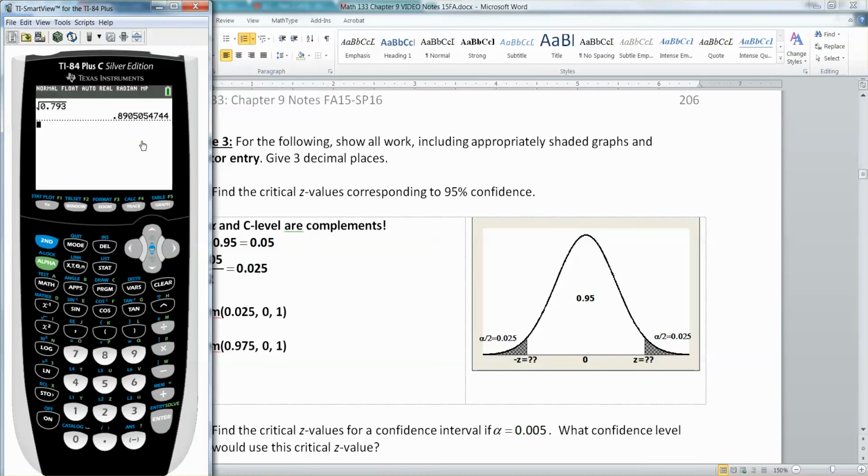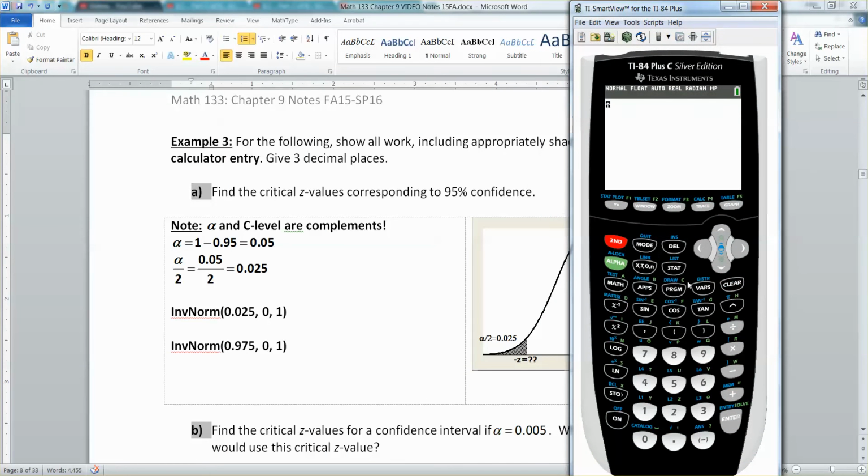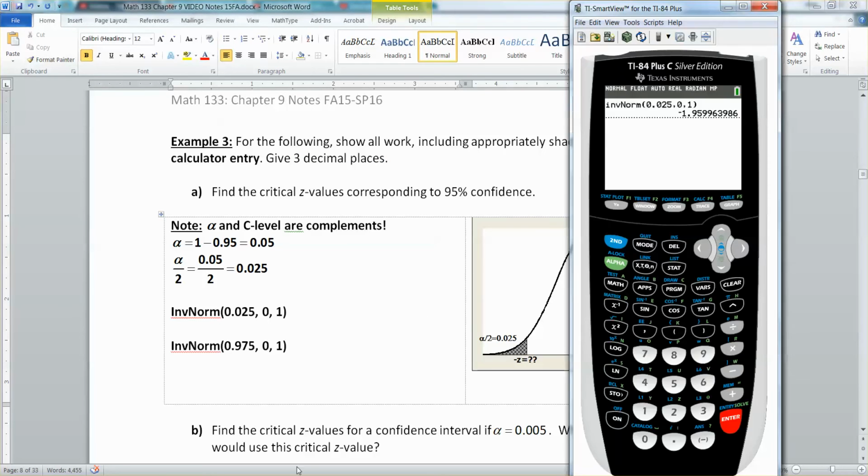So I'm going to pull up the calculator here. I'm going to move it over just a little bit so we can see it. I'm going to type inverse norm. So second distribution, number 3 is inverse norm. I want to take 0.025, 0 and 1. Go to paste and press enter, and then press enter again. And I get negative 1.5996, which would round, if I'm doing 3 decimal places, which I am, to negative 1.960 and positive 1.960.